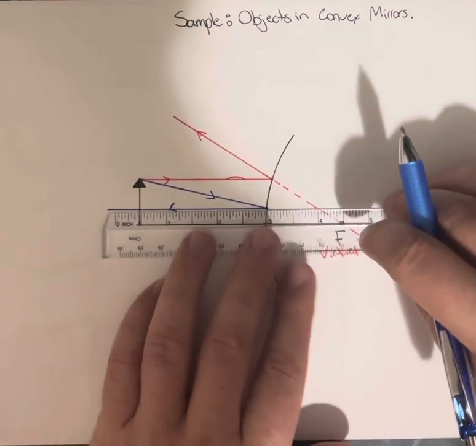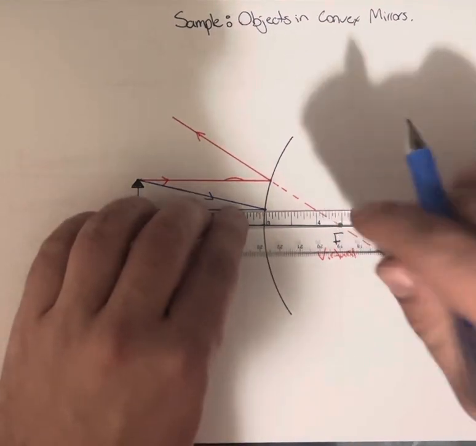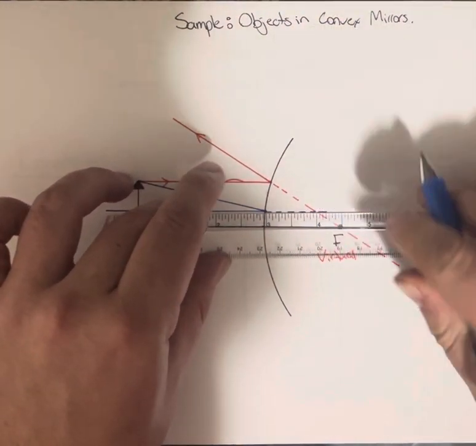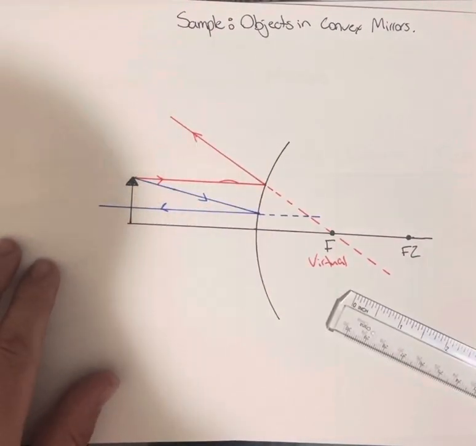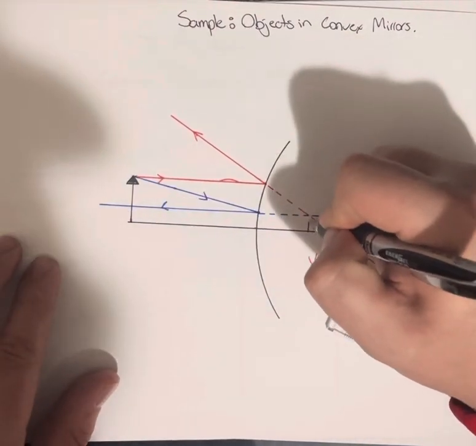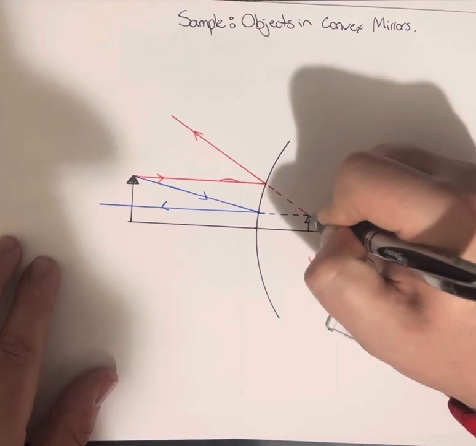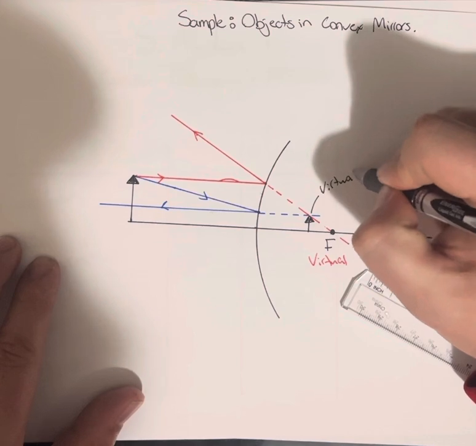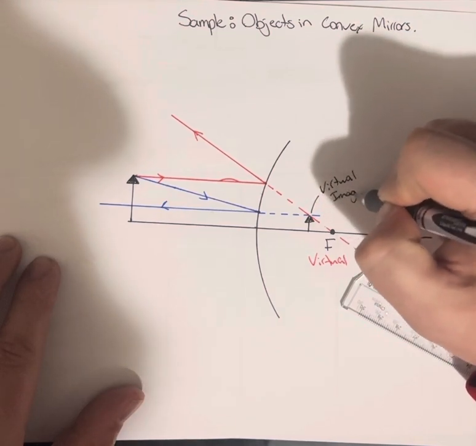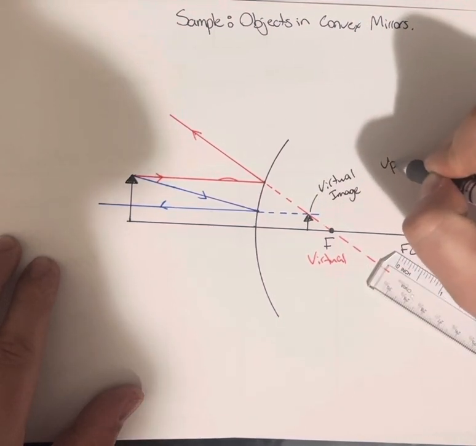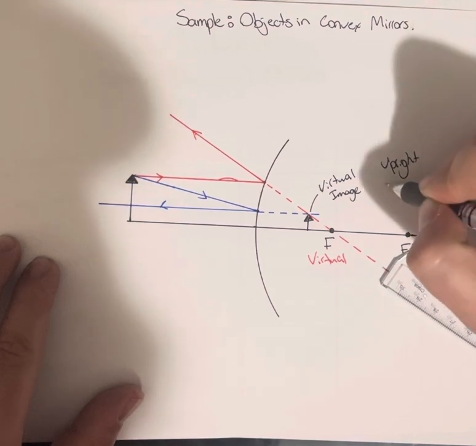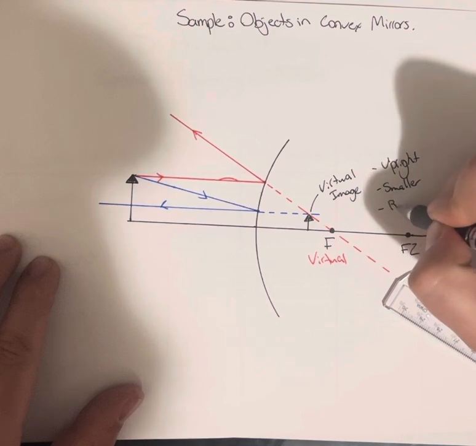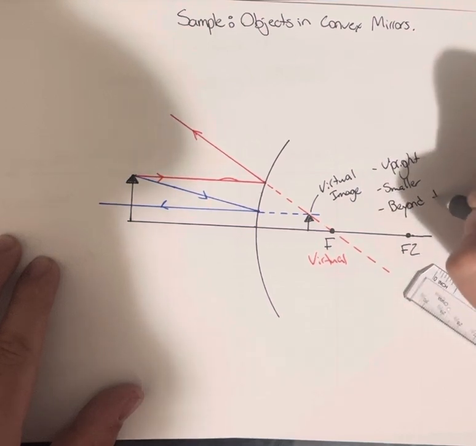And then all you need to do is extend that individual line using our dotted lines beyond the mirror itself. And we are going to see once again that we have an upright image that is virtual showing up in this mirror. So again, it is a virtual image which is upright, smaller, and beyond the mirror.